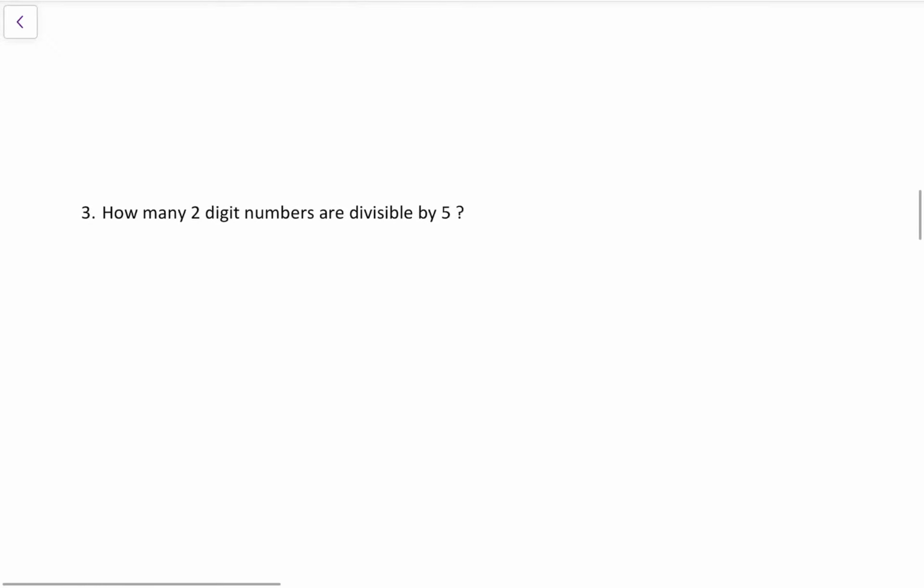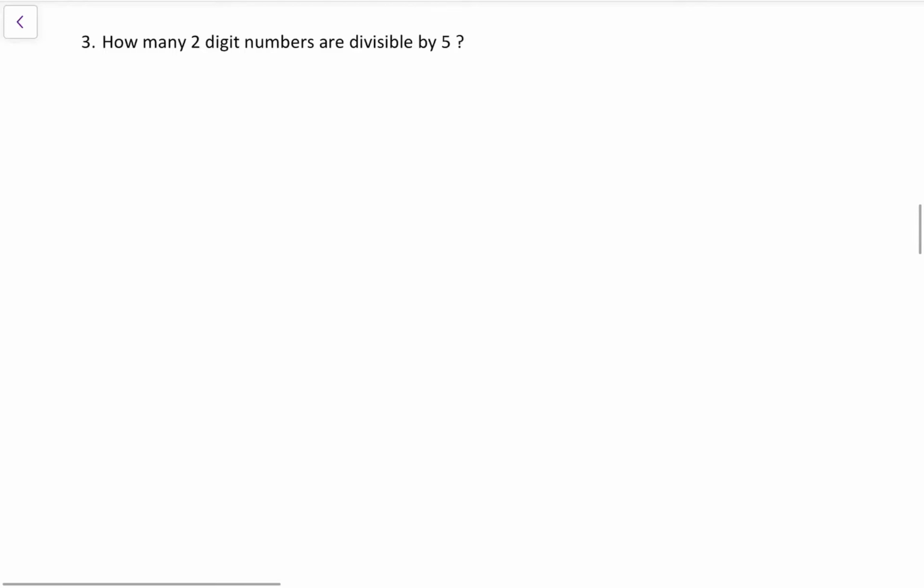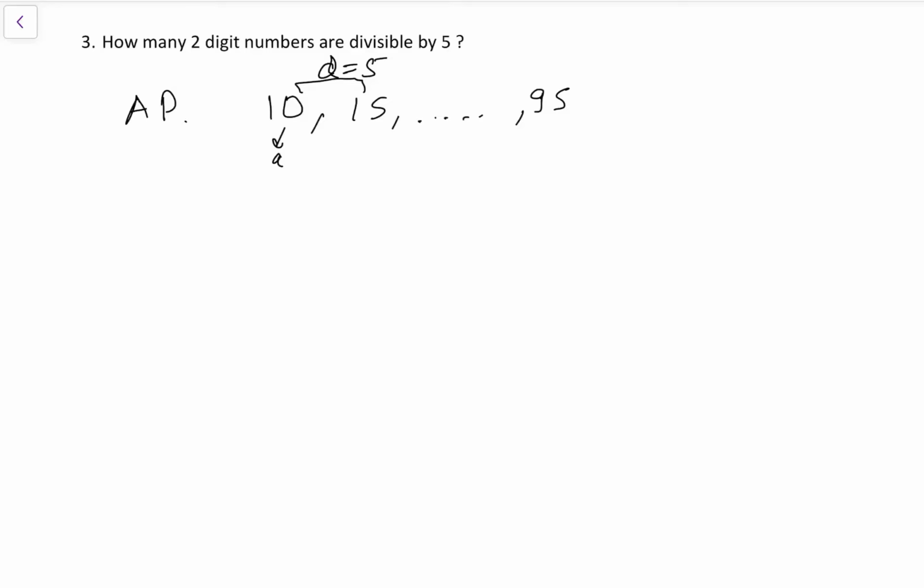Now let's go to the next question. How many 2-digit numbers are divisible by 5? So we'll write the AP first. The AP in this case will start with the first 2-digit number, 10, which is divisible by 5, then 15, and then we can go up to 95. So 10 will become A, 15 minus 10, this is D, which is 5, and an will be 95.